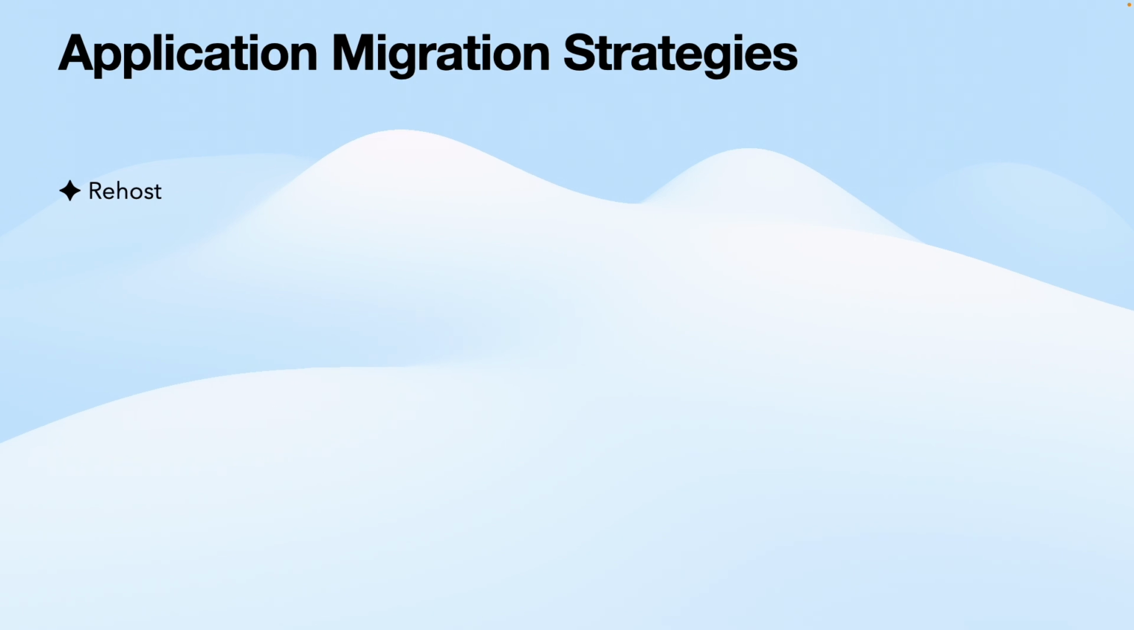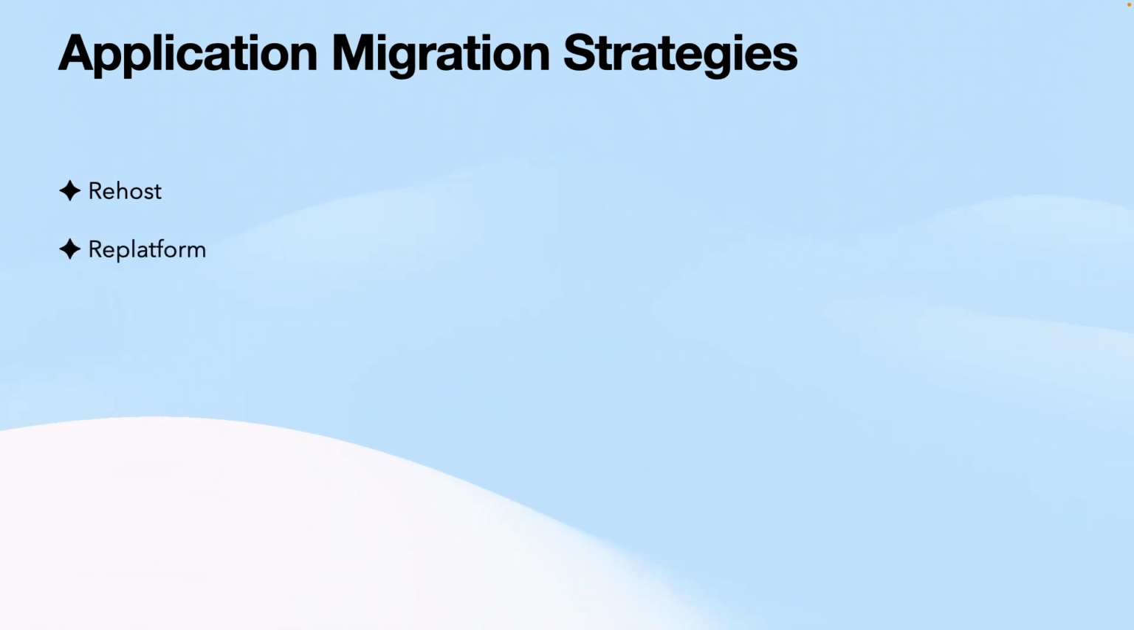Now let's see the strategies for AWS Application Migration Services. A migration strategy is the approach used to migrate a workload into the AWS Cloud. First, rehost. This strategy is also known as lift and shift. Using this strategy, you move your applications from your source environment to the AWS Cloud without making any changes to the application.